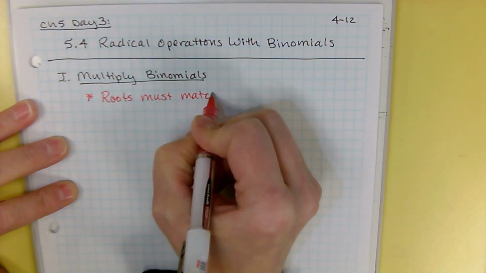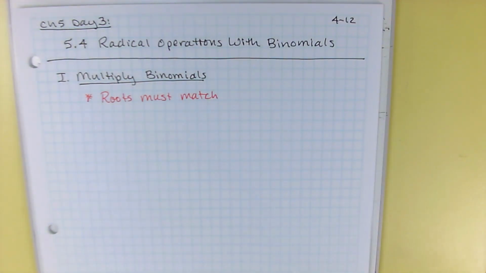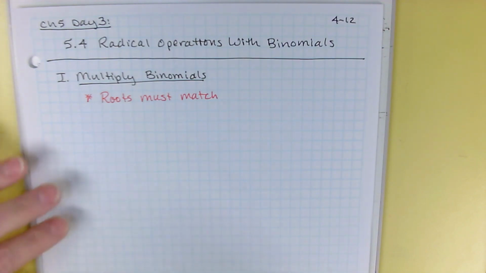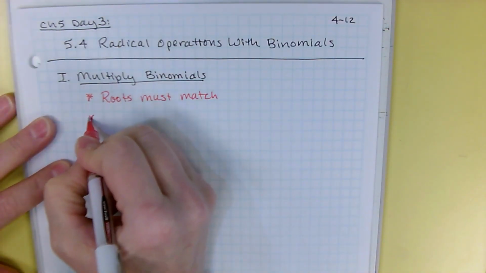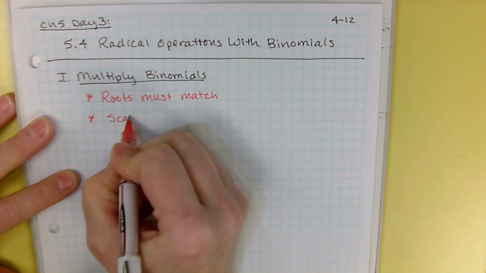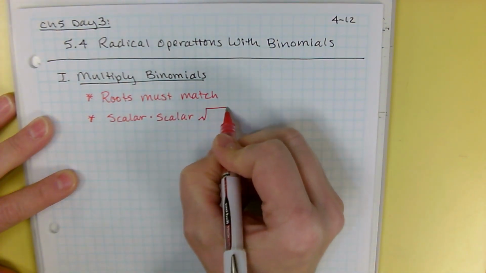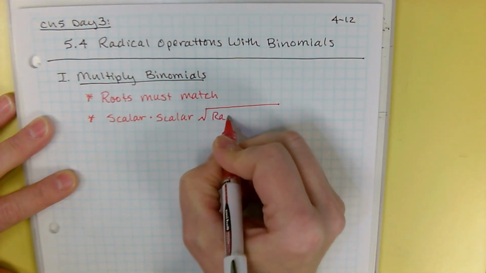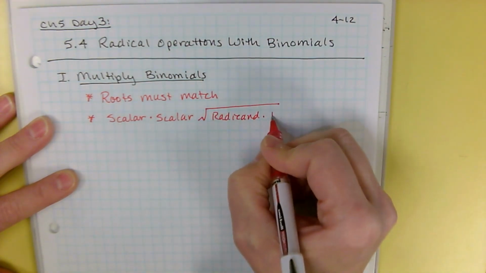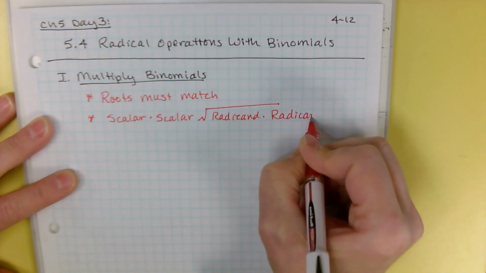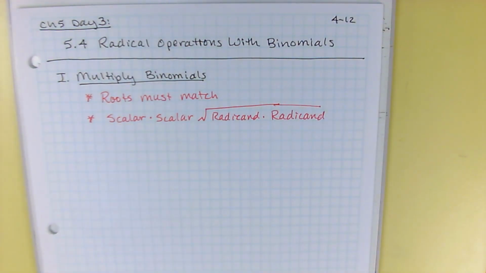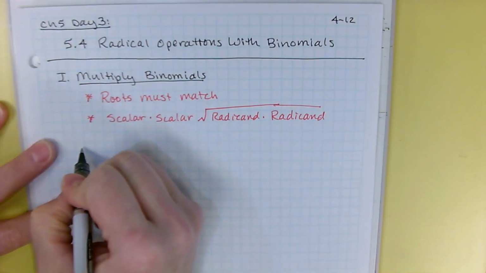You cannot multiply a square root by a cube root. They have to actually match. The process is pretty simple. You multiply scalar times scalar, and then underneath of the radical, you multiply radicand times radicand. So outsides and outsides, insides and insides. And then, of course, you simplify, but that we know.